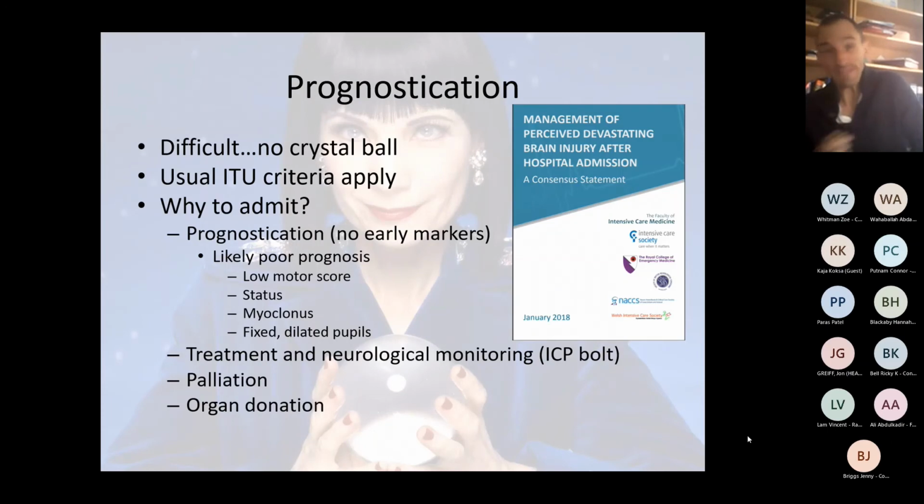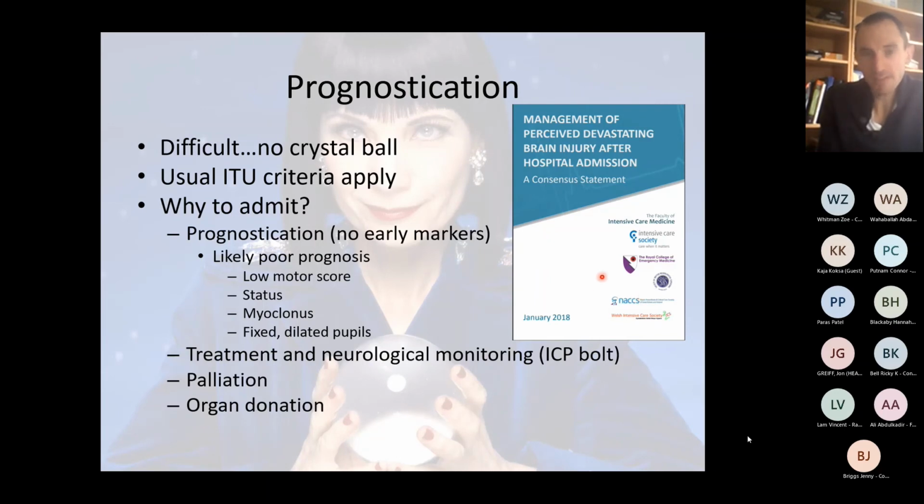Prognostication is really, really difficult. There's a document that's been produced by various learned societies, the Faculty of Intensive Care Medicine, the ICS, and NACCS, the Neuroanaesthesia and Critical Care Society. So this is a series of guidance on what we should do if you have a patient with a devastating brain injury. Essentially the current guidance is that if the patient is likely to benefit from ICU, provided the scan isn't catastrophic, they should probably come to ICU.